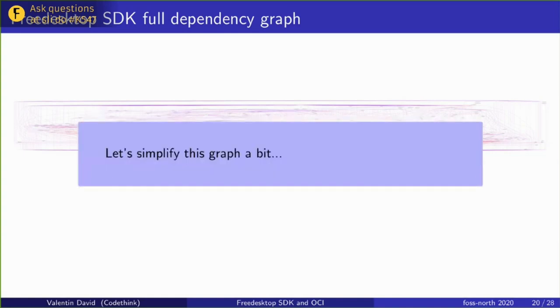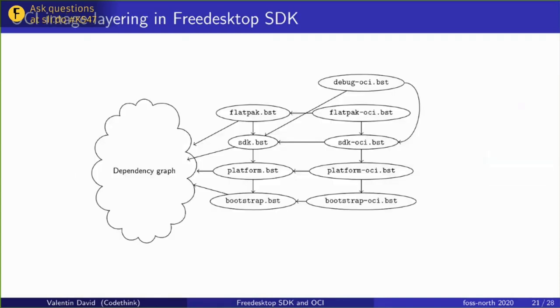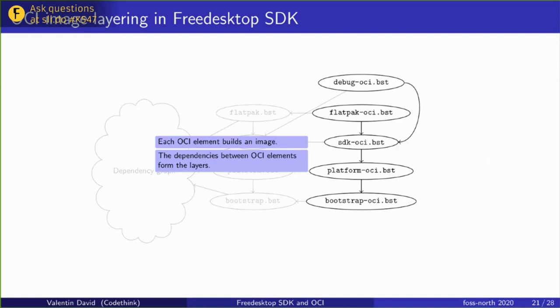I wanted to have generated graphs for Freedesktop SDK, but this is a full graph, and this is not really usable in the presentation. So we'll simplify the graph a bit. Most of the graph now is on the left. It's a cloud. And then I just extracted some elements in the middle, which correspond to the Bootstrap, platform, SDK. And then there's a Flatpak application. And out of that, we make OCI images. This is on the right side. Each of these elements represents a Docker OCI image, but also a layer.